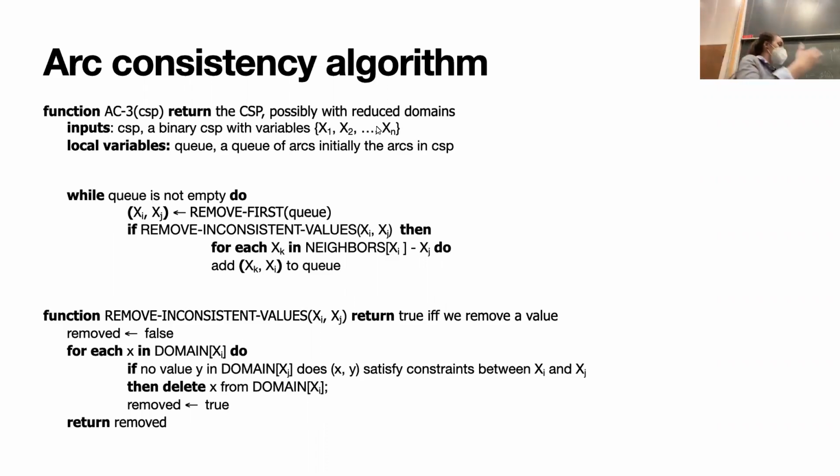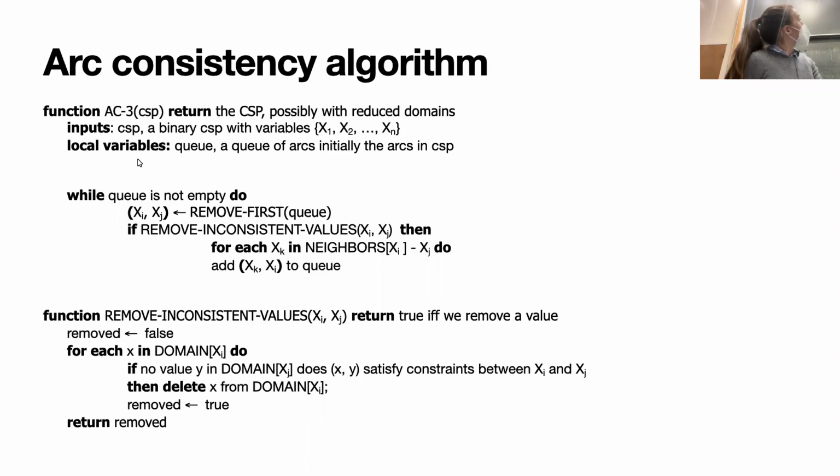Essentially, it's always going to return a constraint satisfaction problem, and it's going to try and reduce those domains to lead us to the best assignment. The input here is a binary constraint satisfaction problem, and a local variable, which is a queue of arcs, and the arcs are initially the arcs in the constraint satisfaction problem. We are going to go through this line by line. This is the main part of the algorithm.